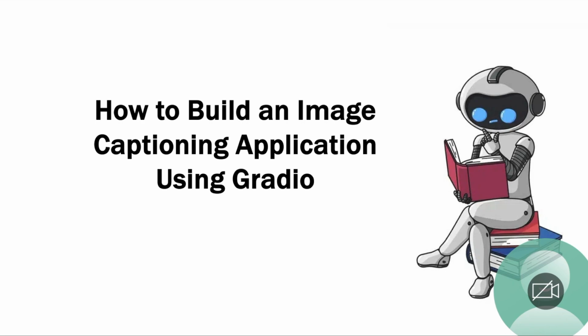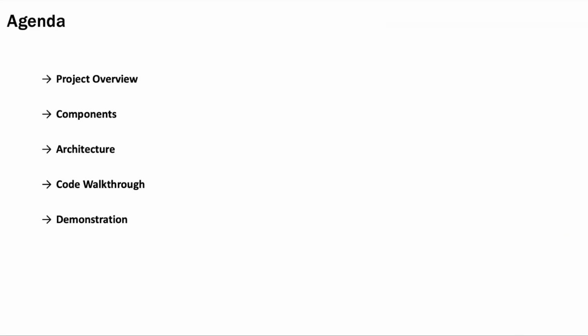In this video, I will be showing you how to build an image captioning application using Gradio. For the agenda, first I will do a quick project overview, then I will go over the components. After that, I will do an architecture breakdown, then a quick code walkthrough, and then lastly will be the demonstration.